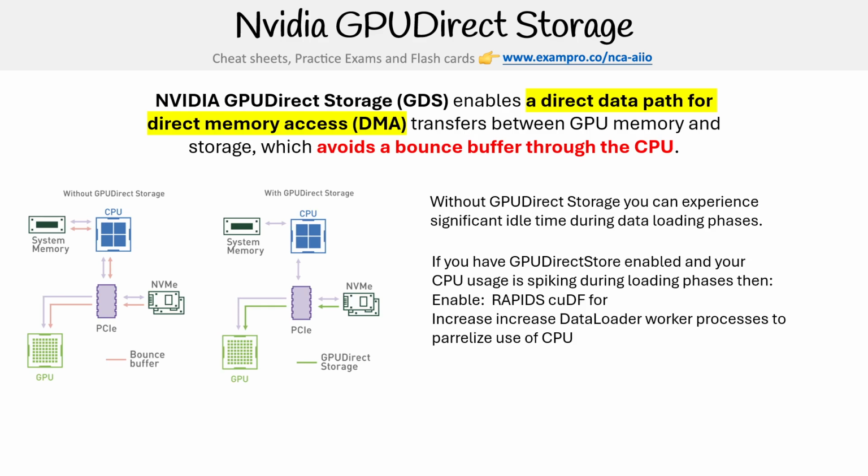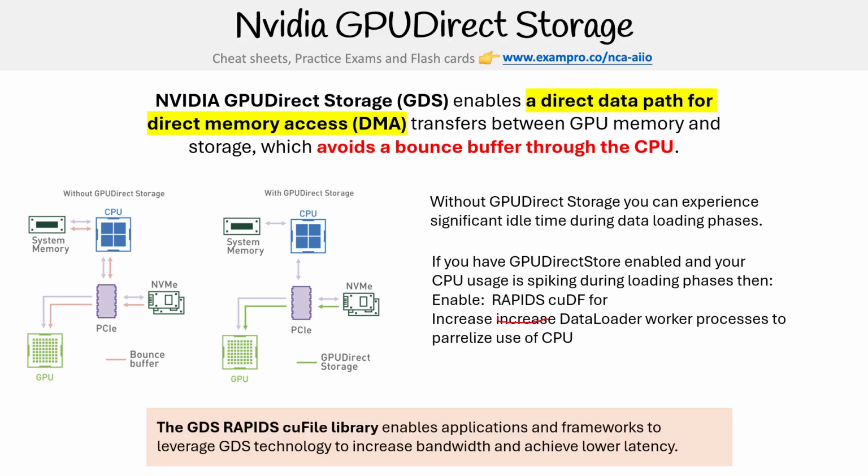CUDA data frame. That's why we were talking about cuDF and RAPIDS prior, and we talked about it way earlier in the course, because we need to know it for here. Or you might need to increase the data load worker processes to parallelize the use of CPUs.